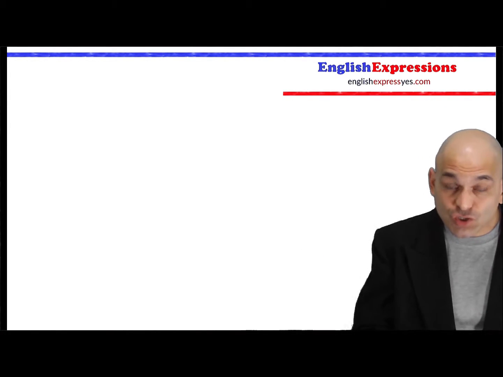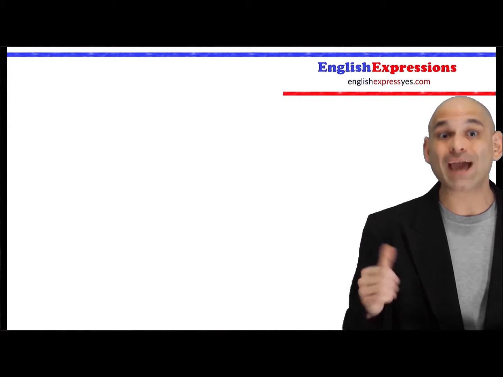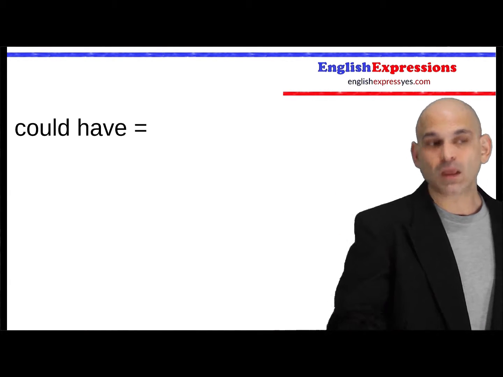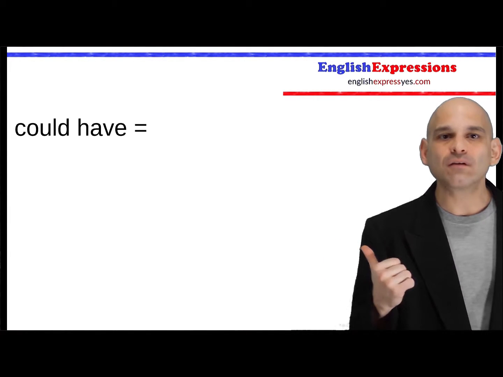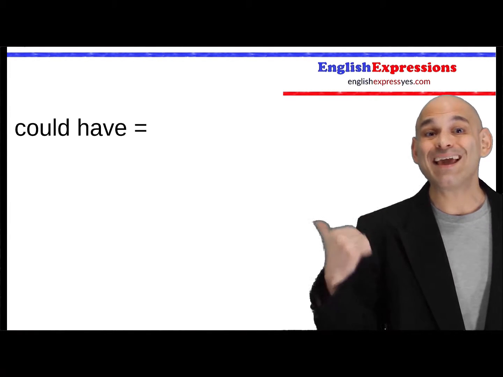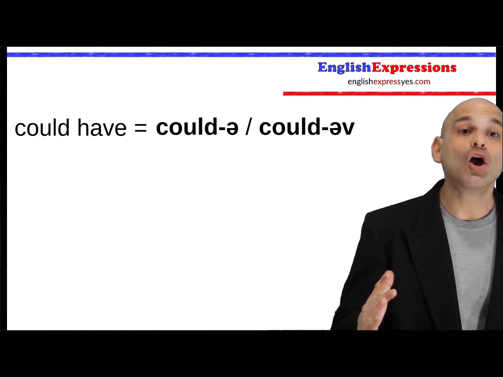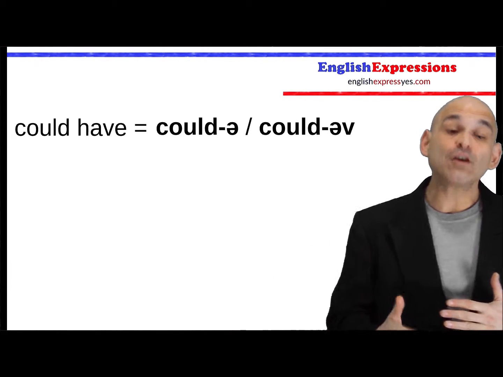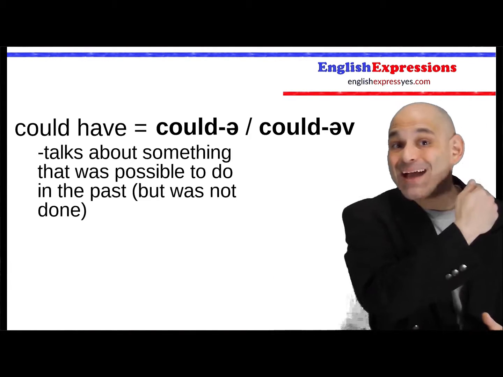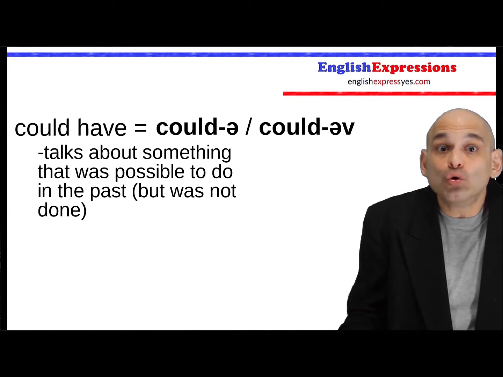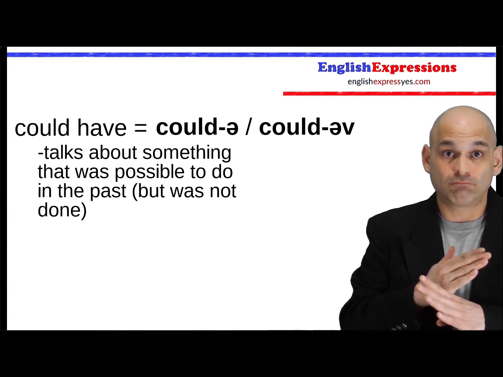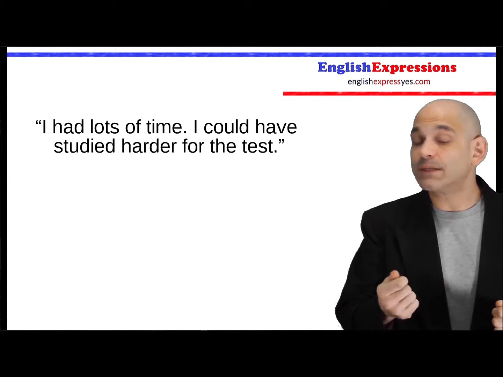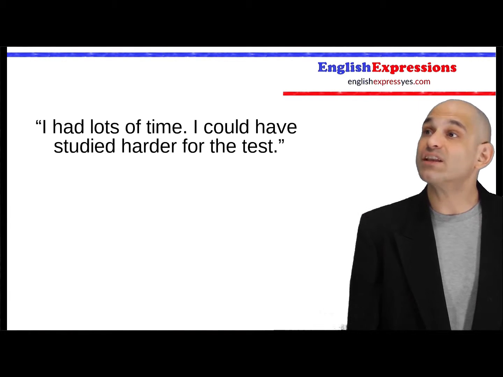All right, the first grammar modal pattern in the past that we're going to look at today is could have plus the past participle of the main verb. Native English speakers don't say could have. When they're talking together, they say coulda or could've. We use could have to talk about something in the past that was possible to do, but it was not done. For example, I had lots of time. I could have studied harder for the test.